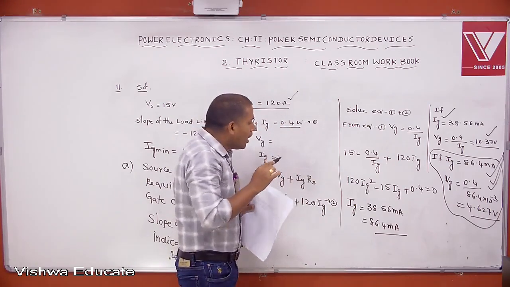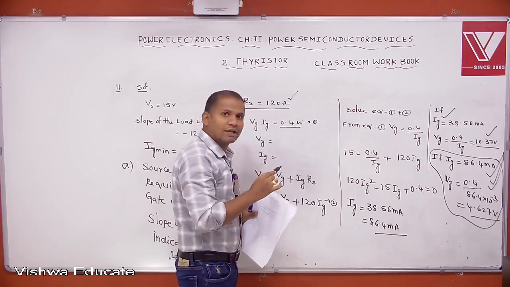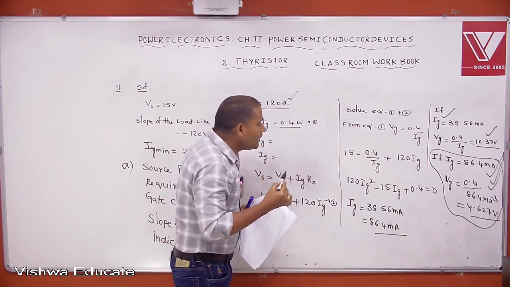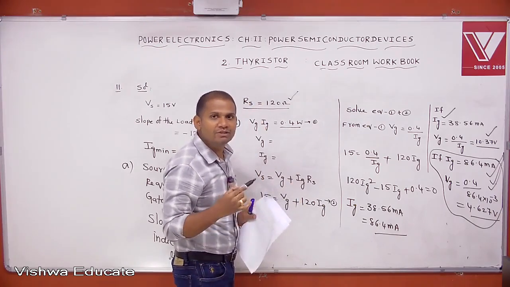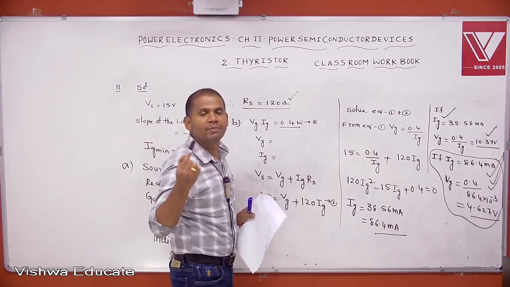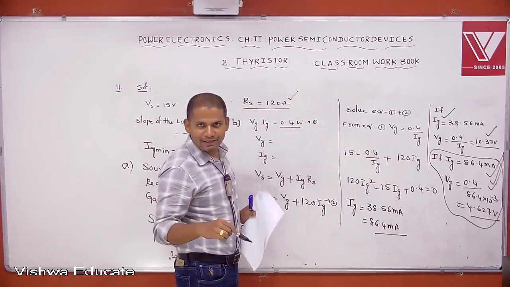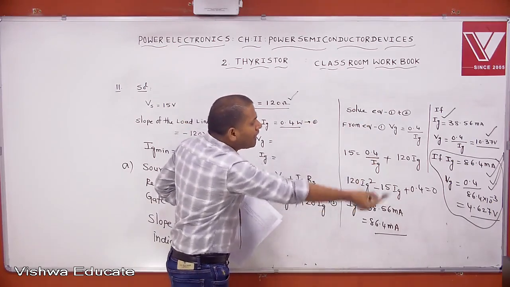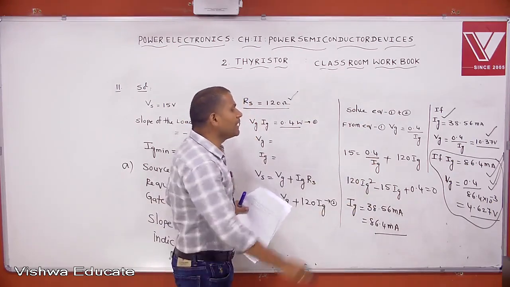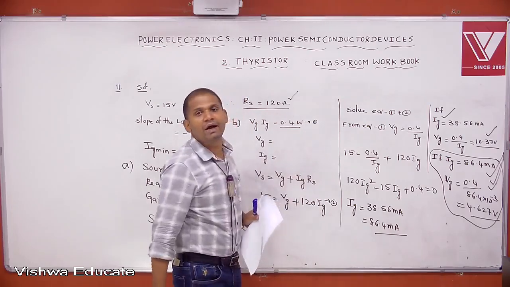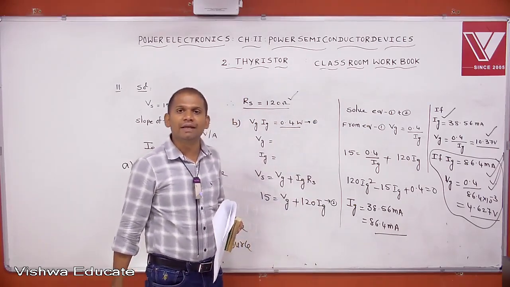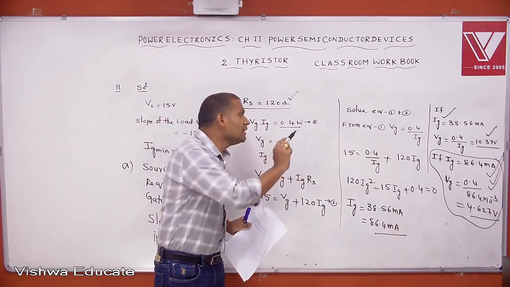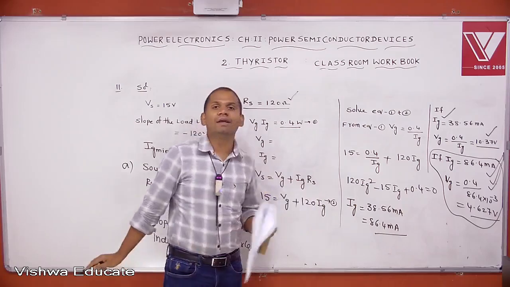Now which current do you want to select, 38.56 or 86.4 milliamperes? The best selection is 86.4 milliamperes, because a high gate current reduces the turn on time. Corresponding to Ig equal to 86.4 milliamperes, we get a gate voltage of 4.627 volts. That's the reason why these are the gate trigger current and gate trigger voltage.